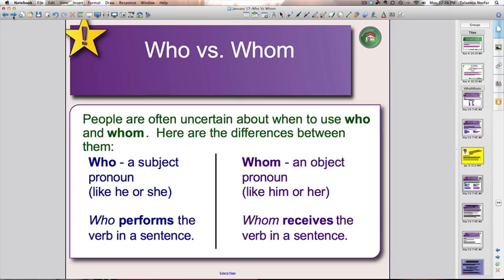Let's do a little further practice. Who versus whom. People are often uncertain about when to use who and whom. Here are the difference between them. Who, a subject pronoun, like he or she. Who performs the verb in a sentence. Whom, an object pronoun, like him or her. Whom receives the verb in a sentence. Again, pause the video as you take these notes because it will be very helpful as you go into the actual practice.